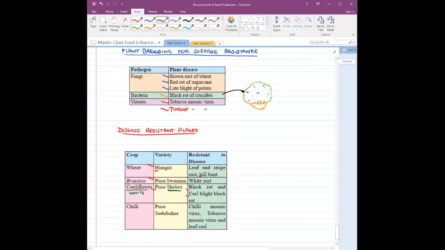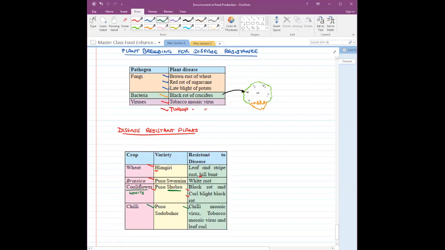Okay, then we have your chilies. Chilies are going to be known as Pusa Sadabahar, and this is going to be against chili mosaic virus, tobacco mosaic virus, and leaf curl. So Pusa Sadabahar, why? Because it is going to grow throughout the entire year. That is why Sadabahar.